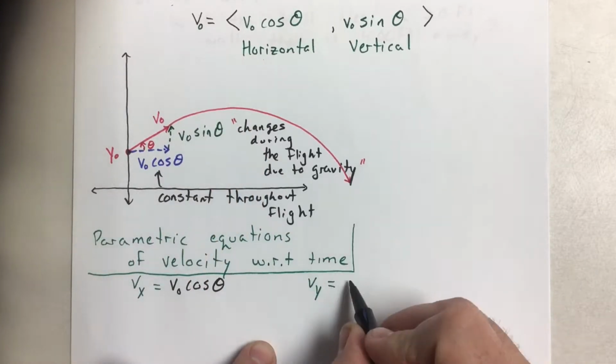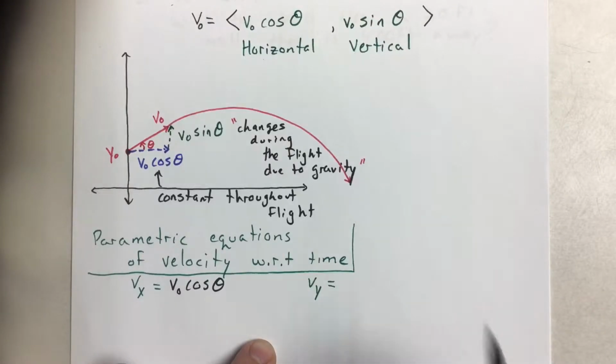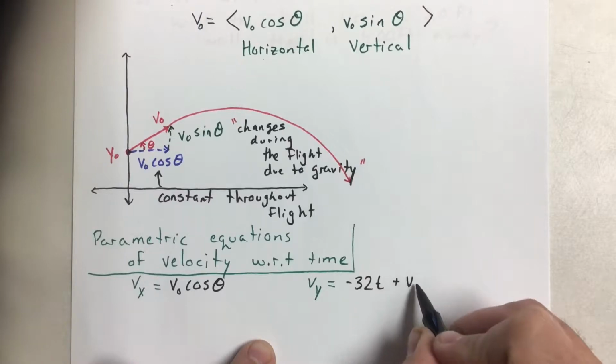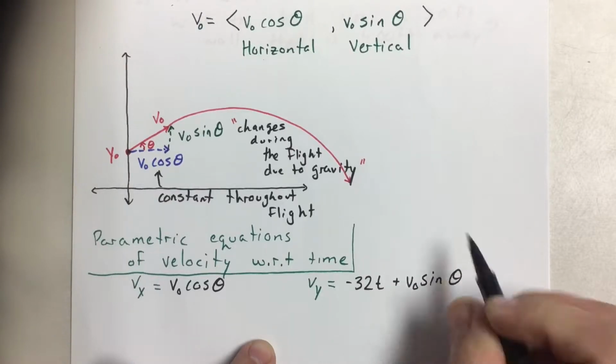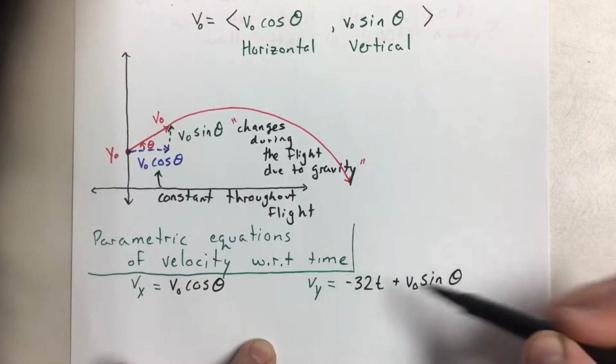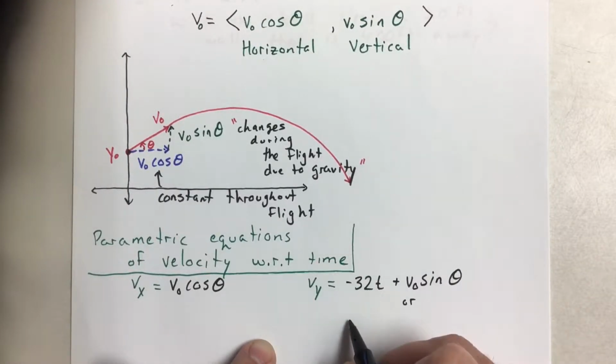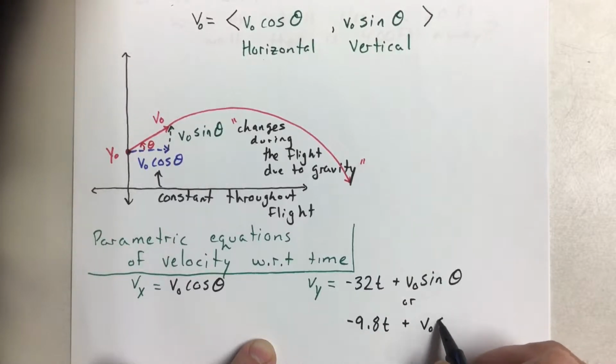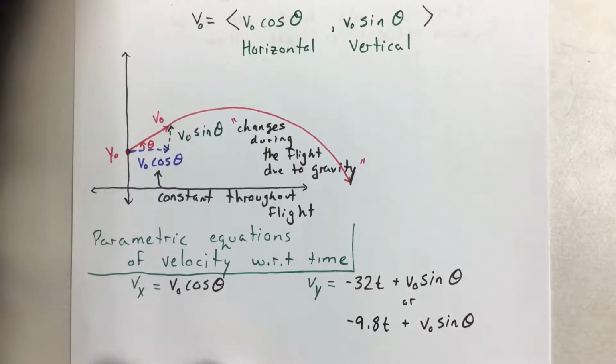So we have two different formulas, and I'll explain why there are two different ones. There's negative 32t plus v sub 0 sine of theta. So there's our vertical component, and here's the piece that's changing it. Or we have negative 9.8t plus v sub 0 times sine of theta. If you have not been exposed to any sort of physics course yet, negative 32 is the acceleration due to gravity.